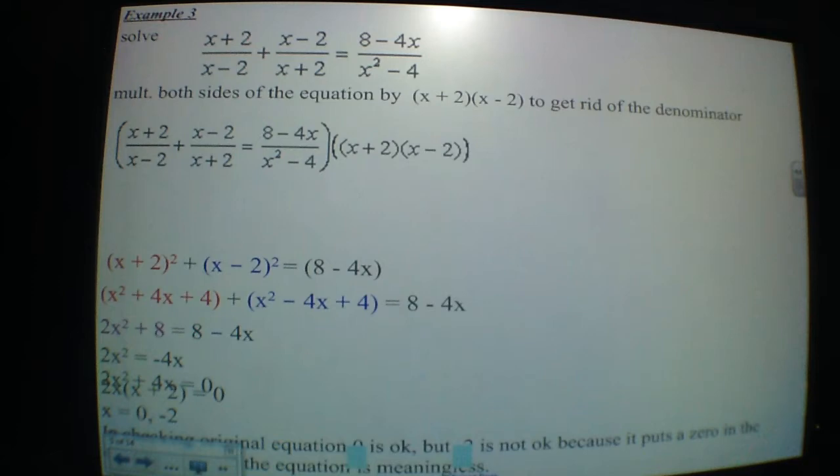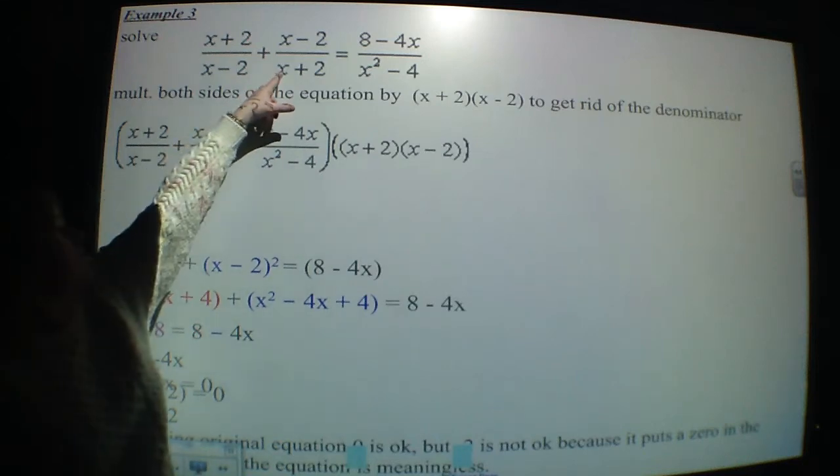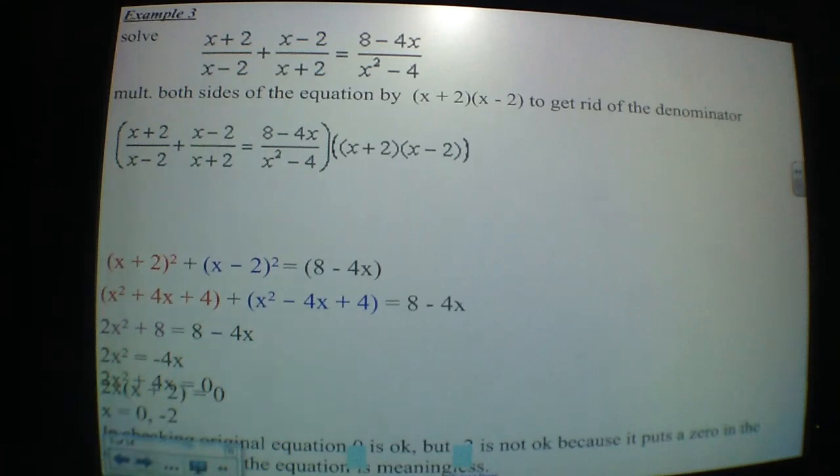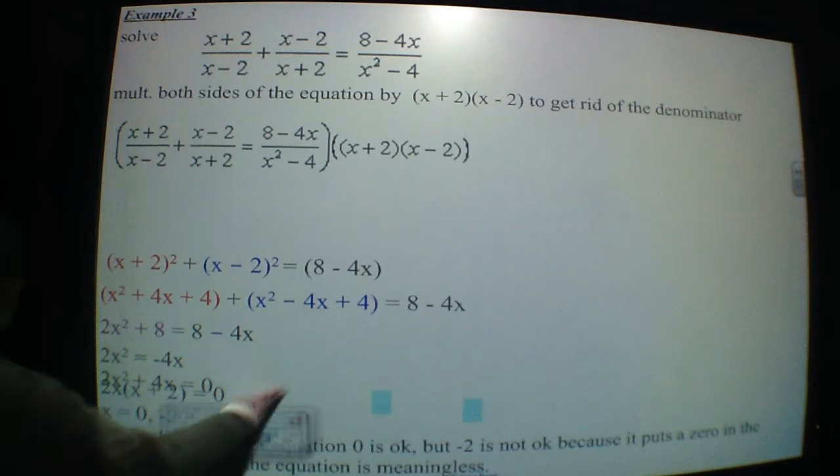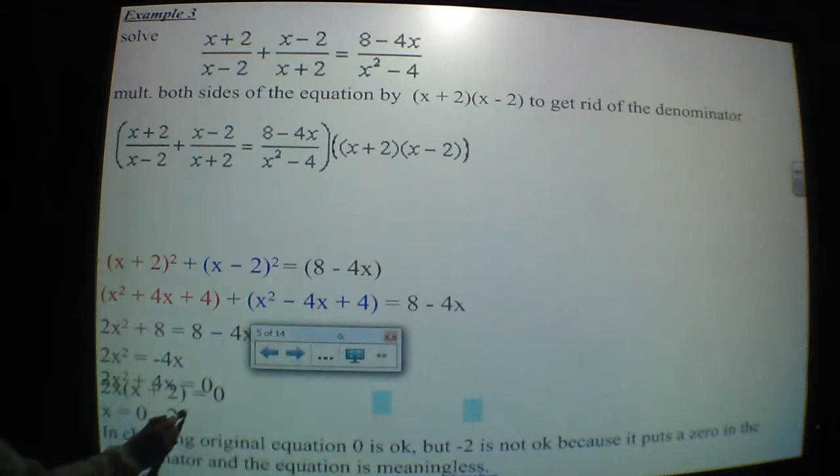So x is equal to 0, or x is equal to negative 2 are my two answers. But if you plug it back into your original equation, if you plug in x equals negative 2, you have 0 in the denominator. So you can throw that one out. So x is equal to 0 is your only solution. So be careful when you have fractions. Double check to make sure the denominator is not 0, because that's undefined.